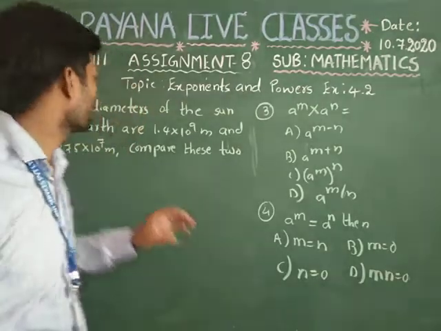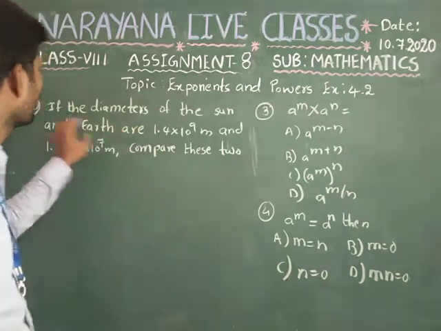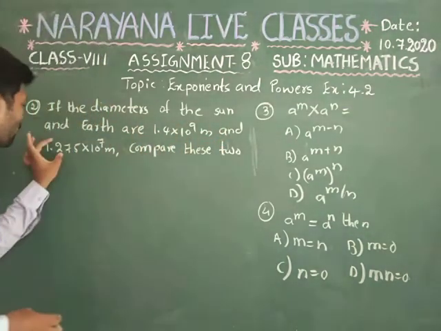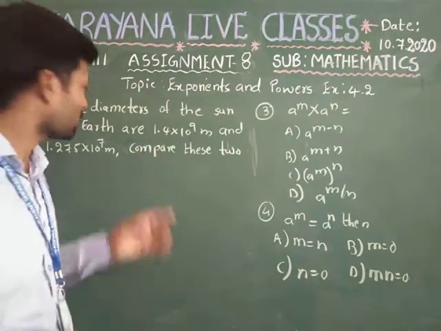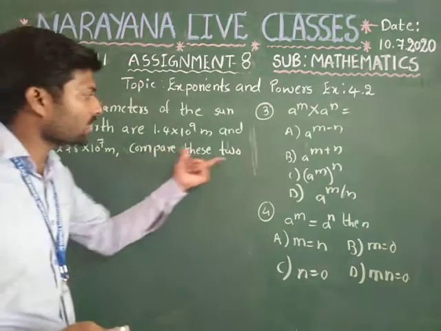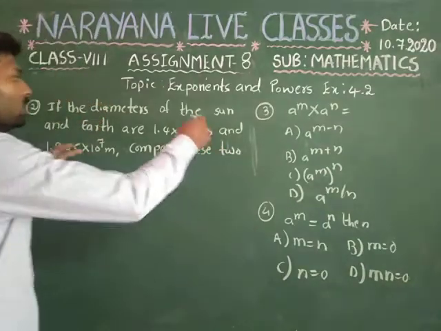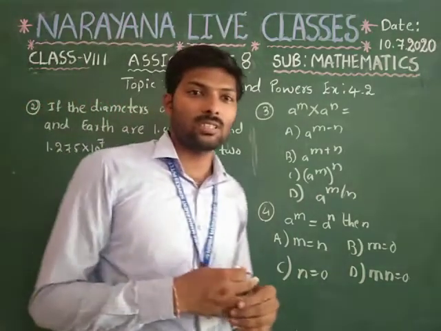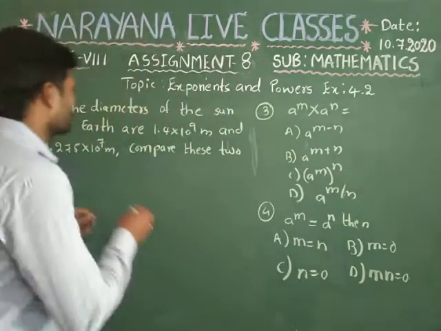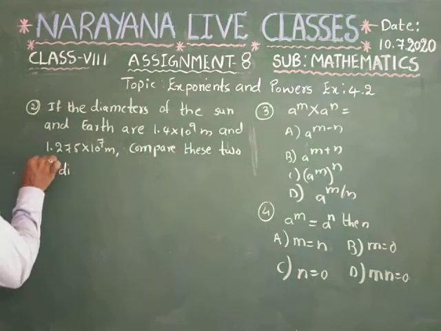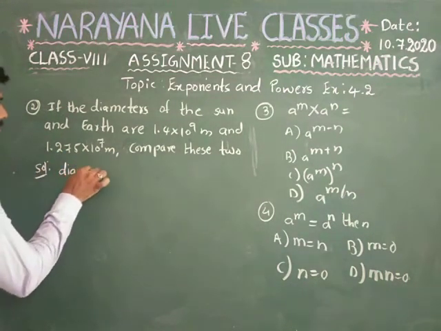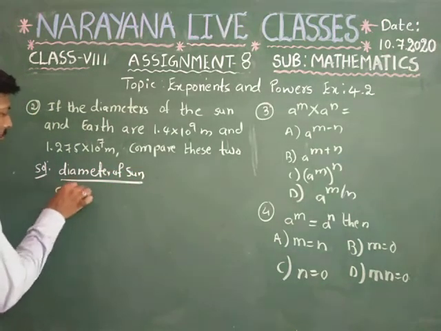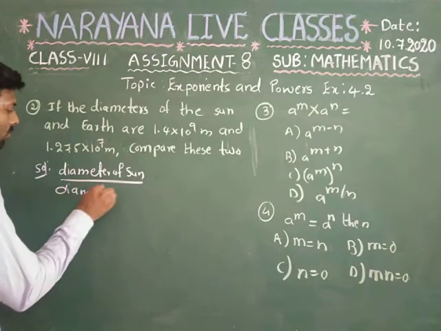Let us discuss the second question. If the diameters of the sun and the earth are 1.4 into 10 power 9 meters and 1.275 into 10 power 7 meters respectively, compare these two. So we have to compare these two lengths. If you want to compare any two quantities, you have to write them in ratio form. That is, the diameter of the sun by the diameter of the earth.